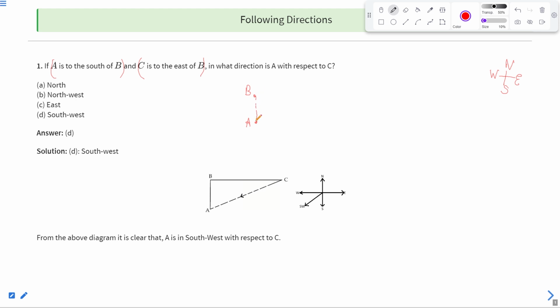And C is to the east of B. So this is B, east is this direction. So let's take this to be C. C is to the east of B. What direction is A with respect to C?